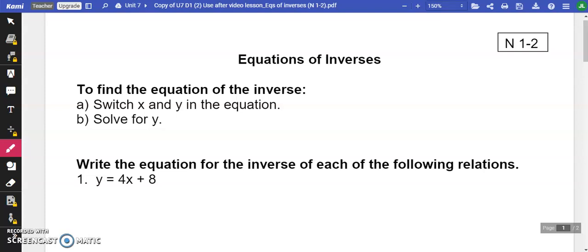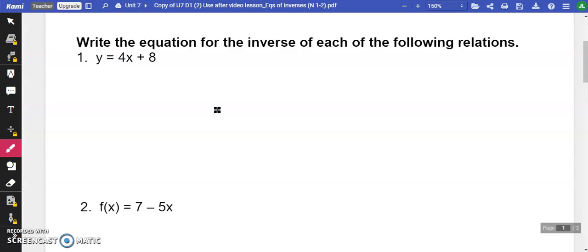So if you remember inverses, basically that just means that the points on the graphs of the two equations are exactly the same, only all the x's and y's are reversed. So if we're looking at something as an equation and we want to find its inverse, then we're basically just going to switch the positions of x and y and then solve to get the new y by itself.